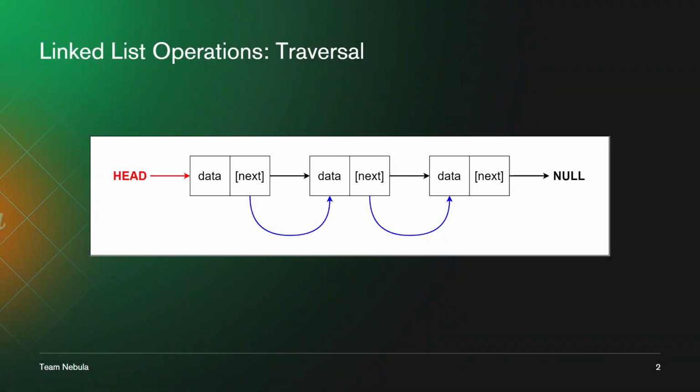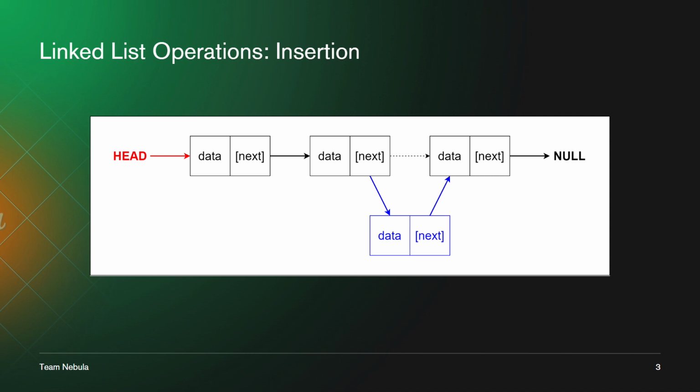First, we have traverse, which involves accessing each element of the linked list. This helps us examine and work with the data stored in the list. Next, there's insertion, a key operation. It lets us add a new element to the linked list, and this is essential for expanding the list and accommodating new data into the linked list.